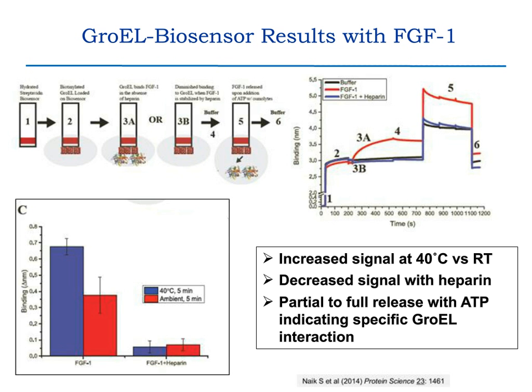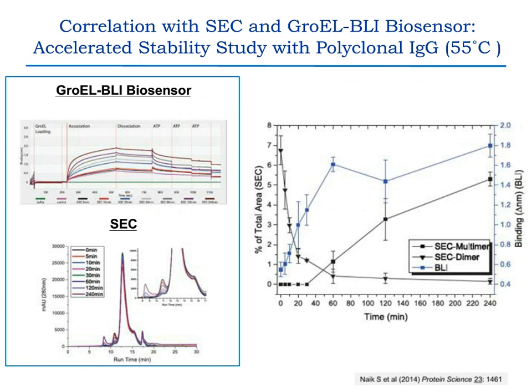Going to the next slide, we then took a polyclonal IgG solution and heated it at 55 degrees, and we did a variety of biosensor measurements, as shown on the left, and we also ran size exclusion. Then, as shown on the right, we correlate the percent total area by size exclusion over time. We can see that there's a decrease in the dimer that's present in the polyclonal mixture.